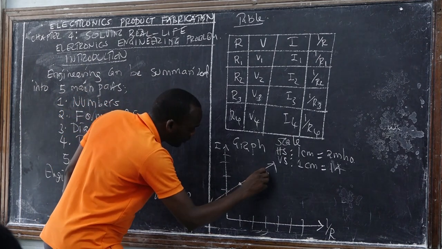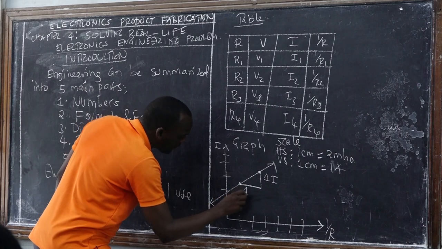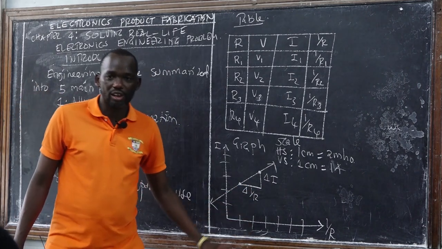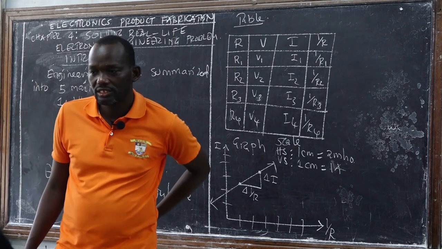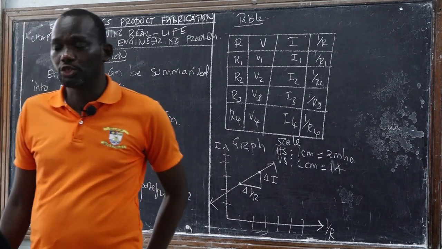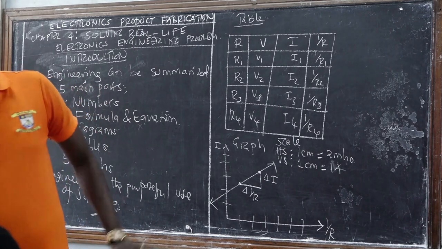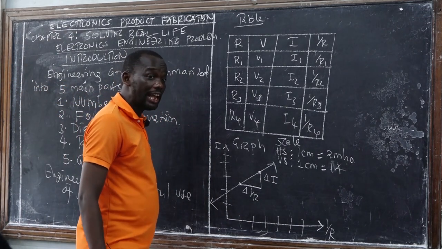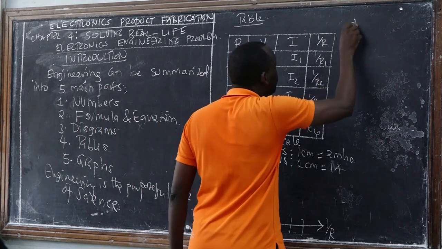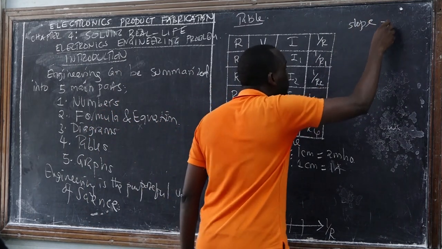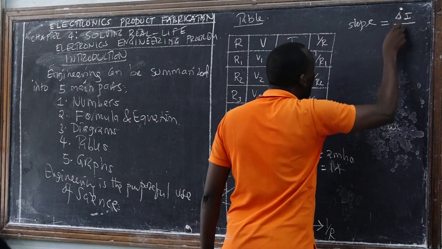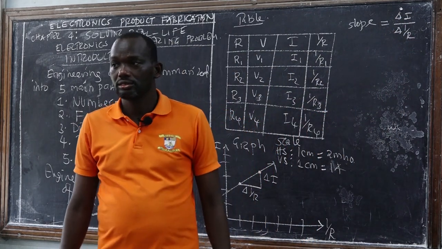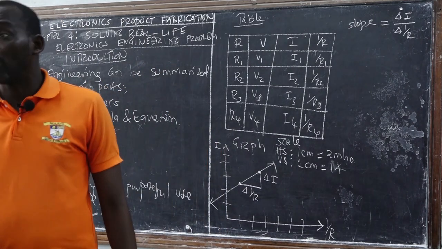So here we are going to have change in current, and here we have change in what? This, 1 over resistance, we call conductance. Conductance is the reciprocal of resistance. So it means change in current over change in conductance. Okay? So we use it to calculate the slope. Slope is equal to change in current over change in conductance. Are we together?